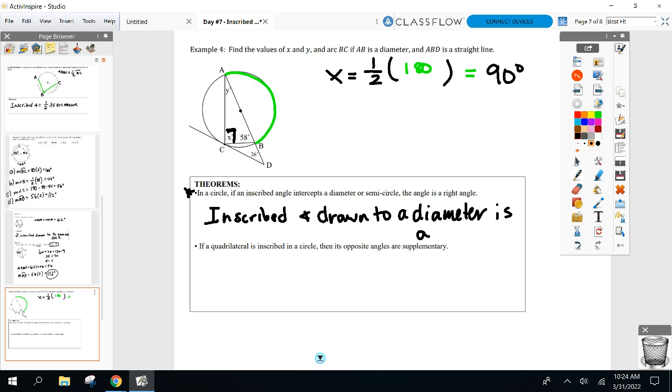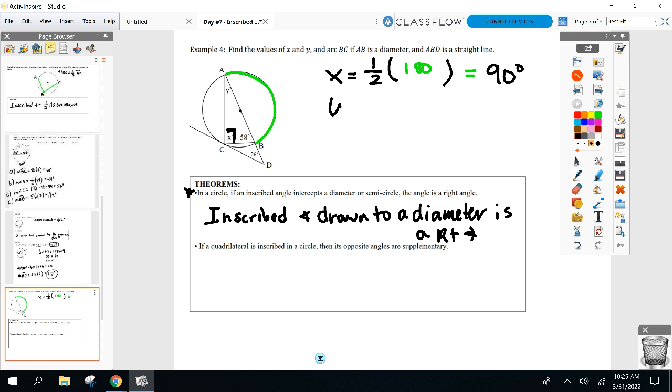I don't want to write 90-degree angle. Right angle. There you go. So if you see an inscribed angle drawn to a semicircle or a diameter, it's automatically a right angle. You don't even need to show me all the work up here. Automatically a right angle. All right, let's find y for me.